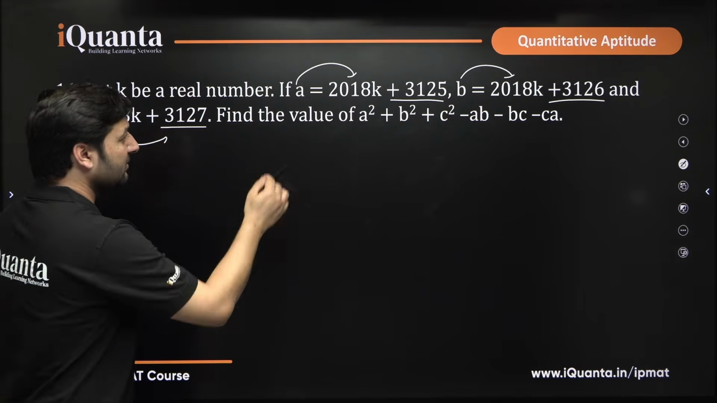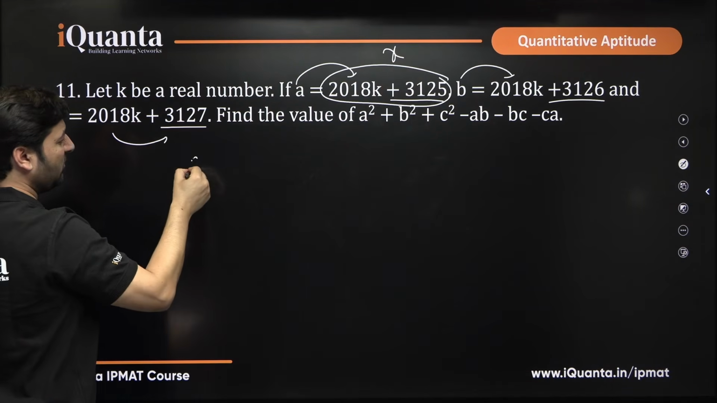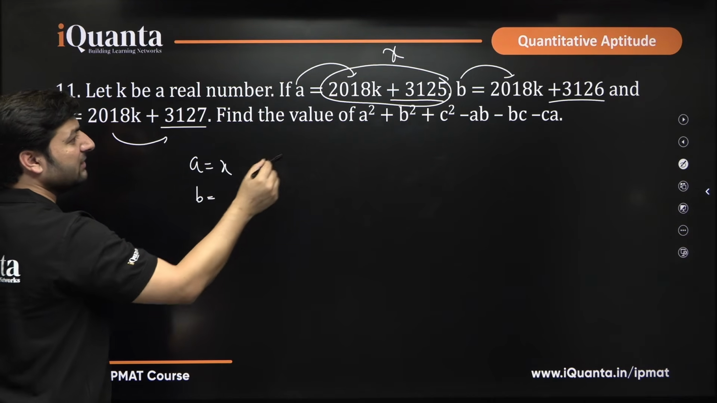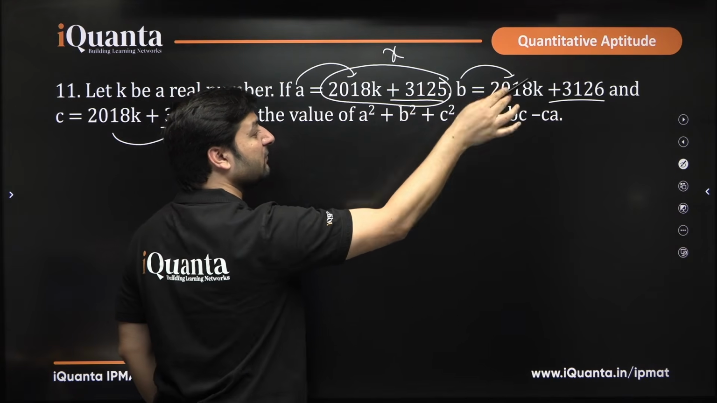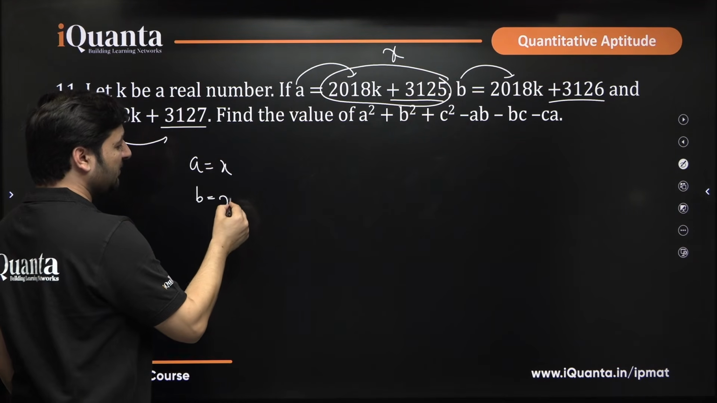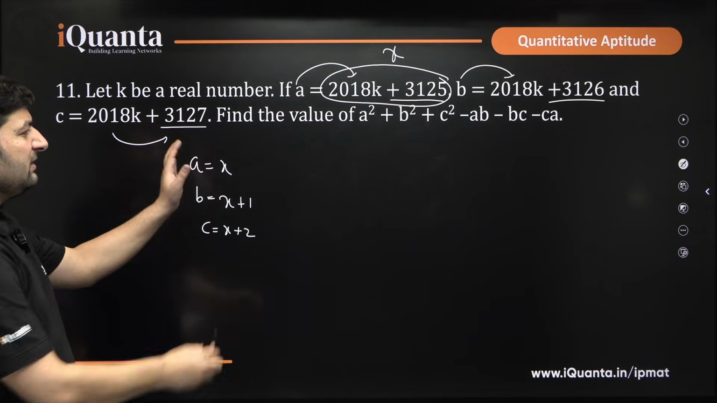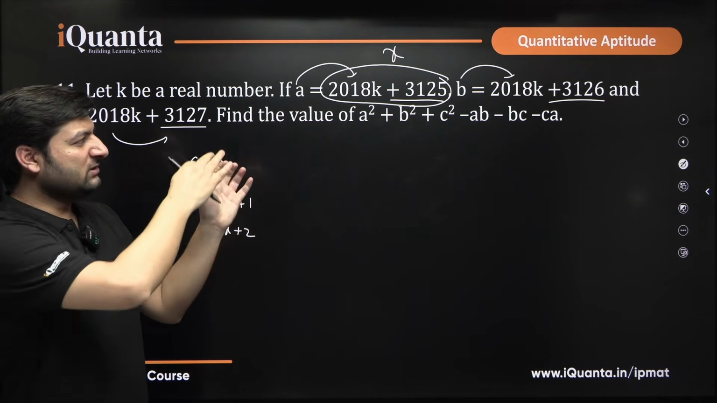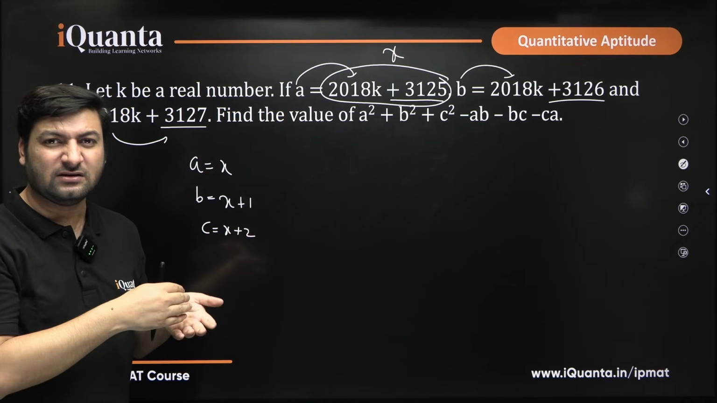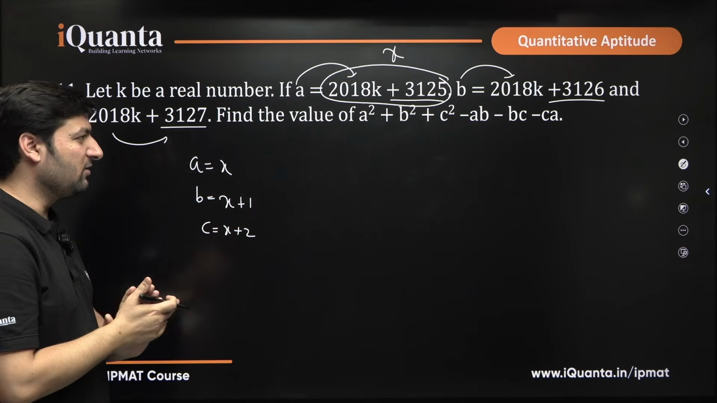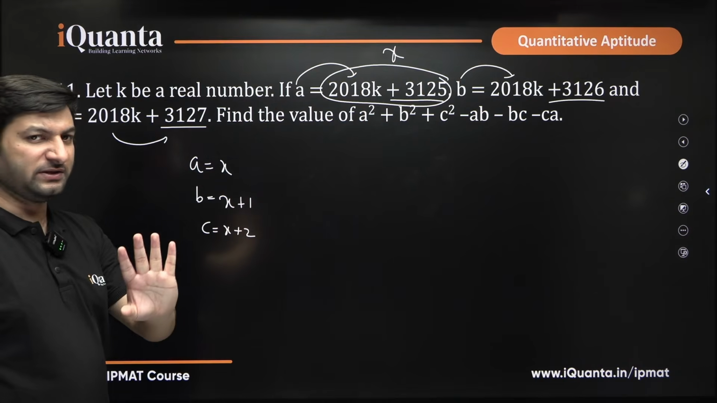If you take this expression as x, can you say that a will be x? In that case b will be one more than x, because in 2018k plus 3125, if you add 1 it becomes 2018k plus 3126. So b will be x plus 1, c will be x plus 2, right? I have got the values of a, b, c. This looked very complex, isn't it? We cannot read this much in the question, we have to write so much, so shorten this down, okay. We have to find the value of a square plus b square plus c square minus ab minus bc minus ca. There are two ways of doing this, okay.